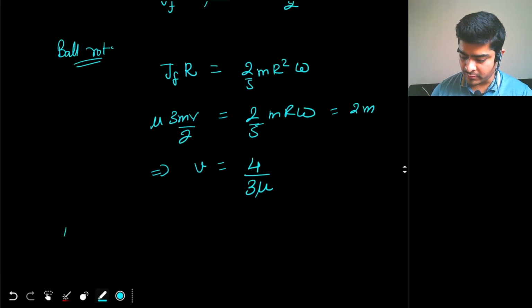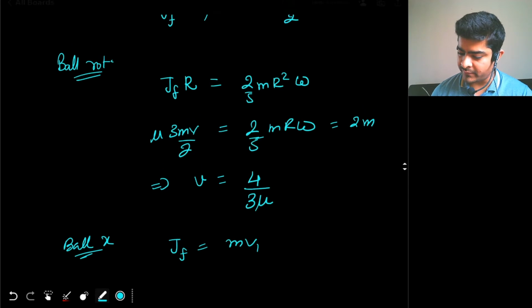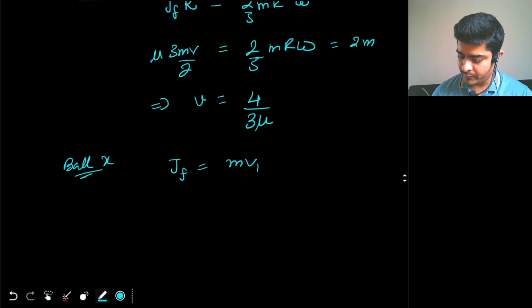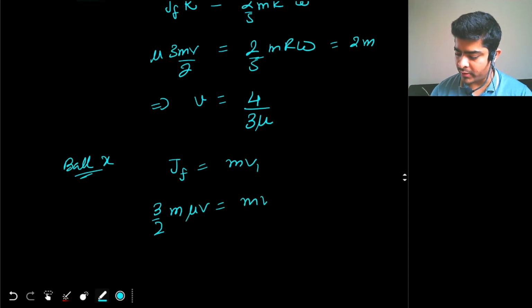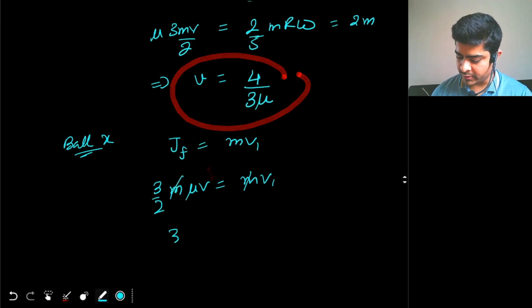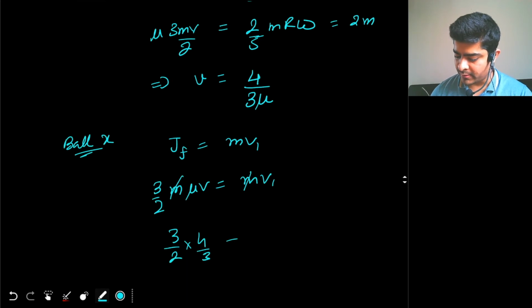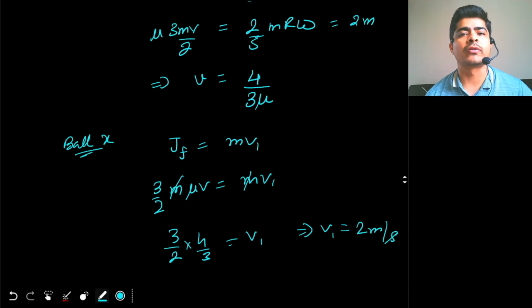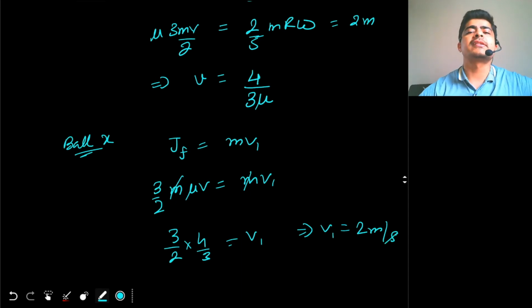Therefore, for the ball along the x-axis, Jf will be equal to mv1. Jf is what? Mu into 3mv by 2. So 3 by 2 m times mu v is equal to mv1. M gets cancelled out. And mu v is equal to what from here? Mu v is 4 by 3. So 3 by 2 times 4 by 3 is equal to v1. So we get v1 will be equal to 2 meter per second. Okay, so this is how we solve this question using impulse.